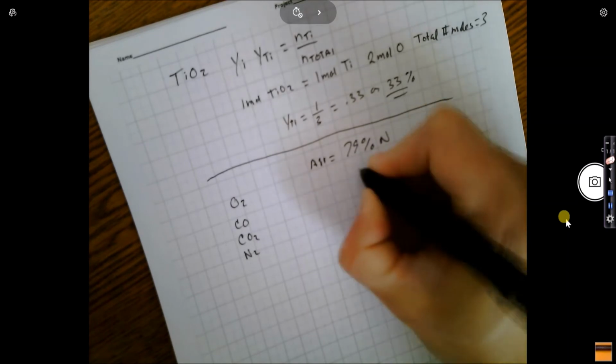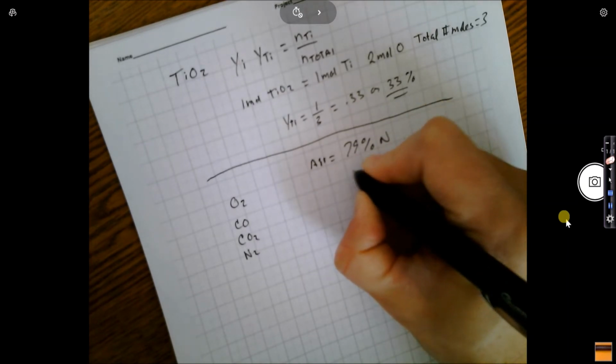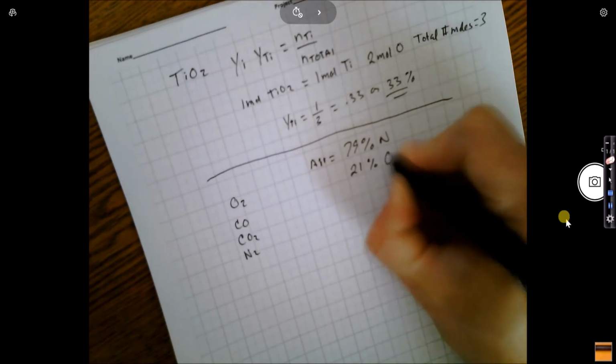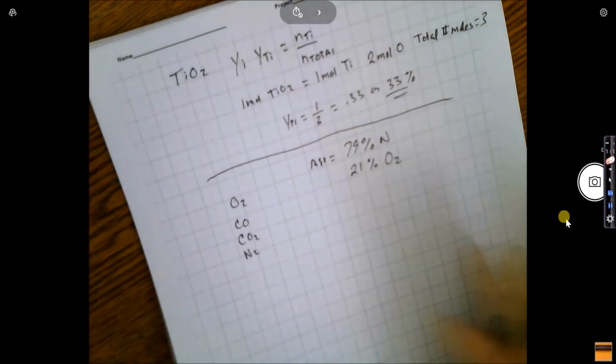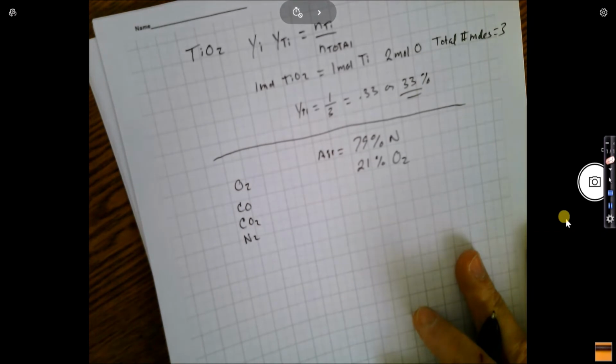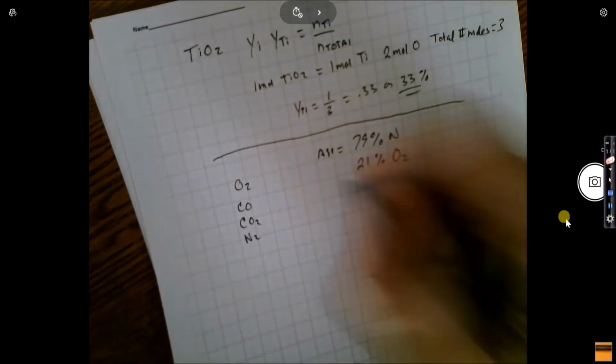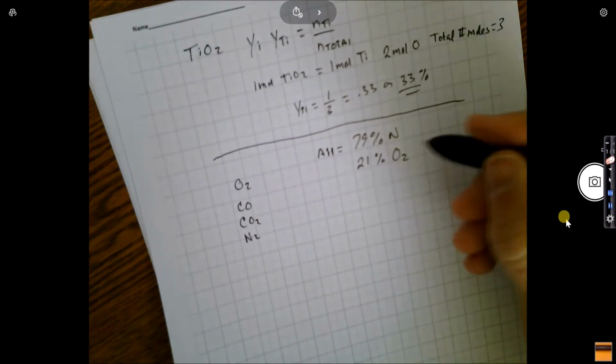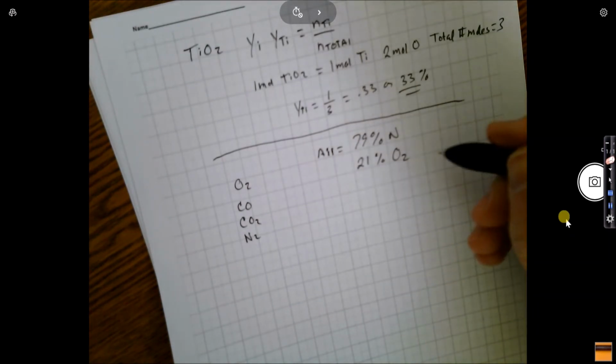And it's also 21% oxygen, but diatomic oxygen. So be careful of the diatomic nature of O2 that we have in our gases here. And hopefully you can read air. But air is generally nitrogen and oxygen in this ratio of 79 and 21%.